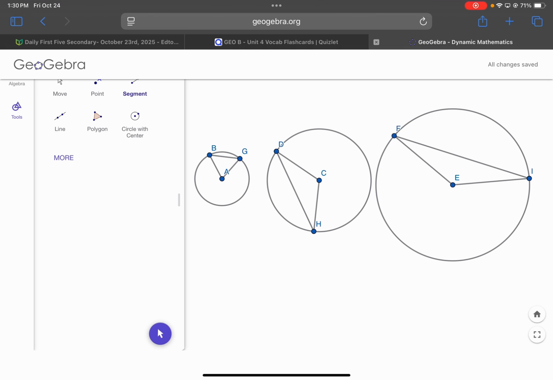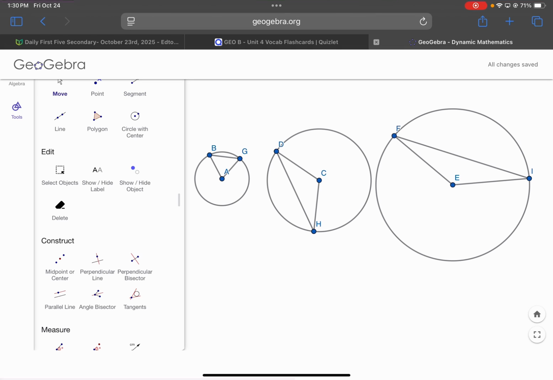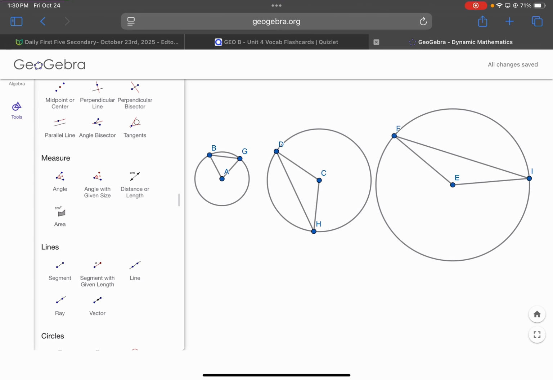Next step, I want you to hit the more button. You should get a drop down. I want you to scroll down to measure. And what I want you to do is measure each of your radii, so the center point to a point on the outside. I want you to click distance or length. Make sure that's highlighted. And then you click the 2 points you want to measure between. So A and B, I'll click them, and it'll come up with a number. I'll do the same thing for AG and for CD and for my middle point to the outside. I want you to do that for all 3 circles.